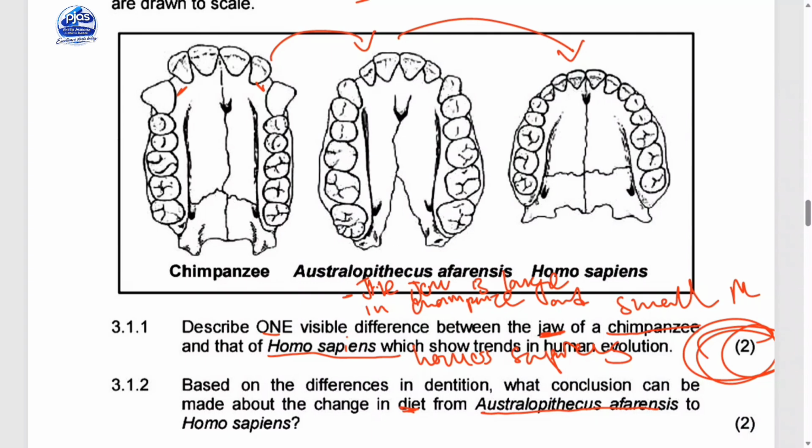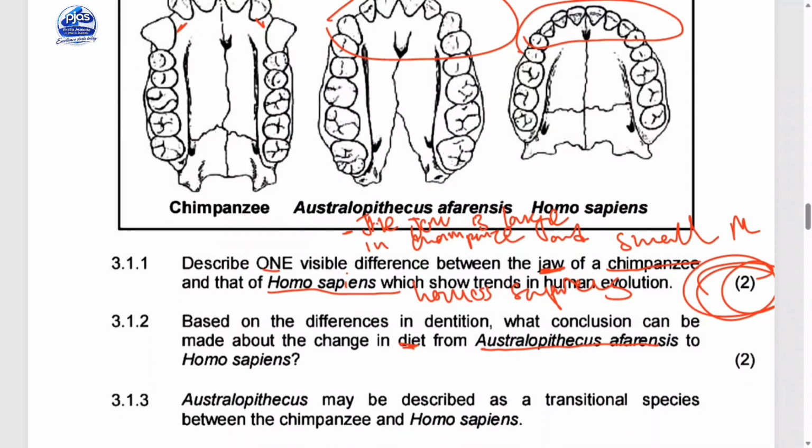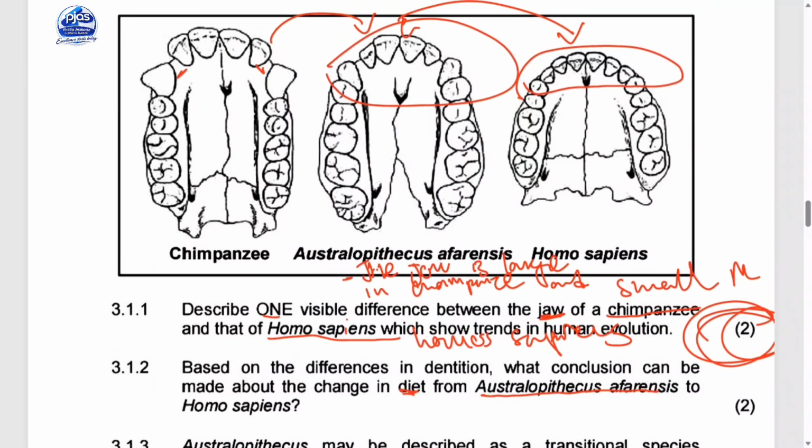When we go to Australopithecus afarensis and compare it to Homo sapiens, check the canines here, and also check the canines here. You can see Australopithecus afarensis has larger canines compared to Homo sapiens, but smaller when compared to chimpanzee. Automatically, from the dentition, it means that Australopithecus afarensis was eating raw food.